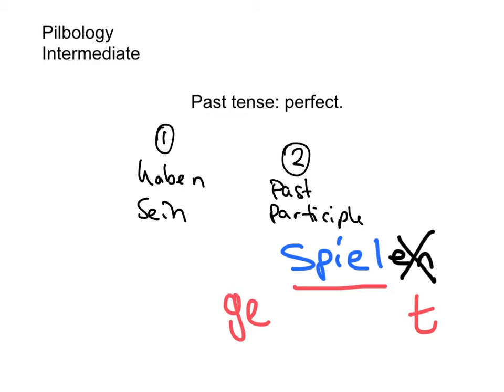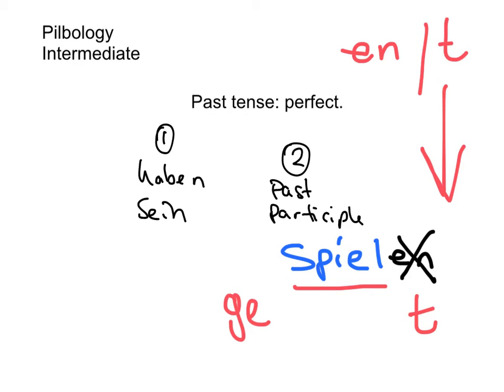Now, there are only ever going to be two endings. You will either have an en ending or a t ending at the end of one of these words. It is just literally a case of learning which one's which. And that will come with practicing the verbs as you're learning them and using them in the past tense. Not to panic, there's only going to be two. Right? It's this en or the t.